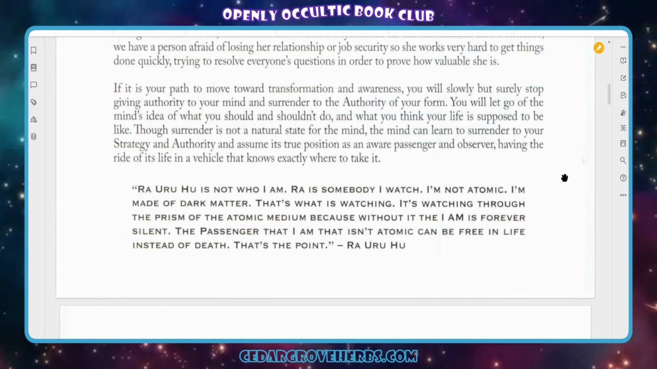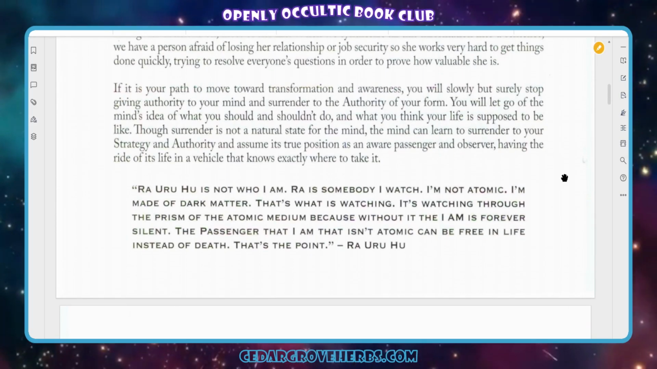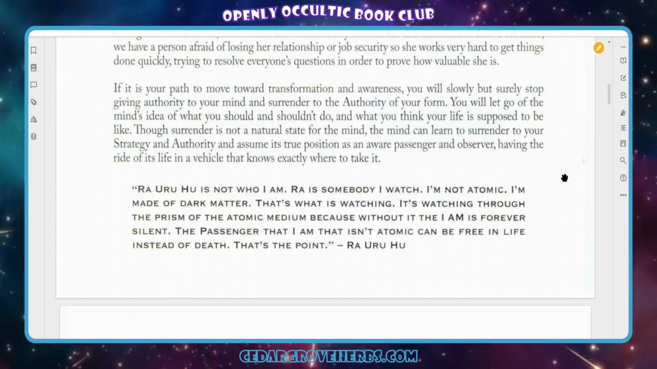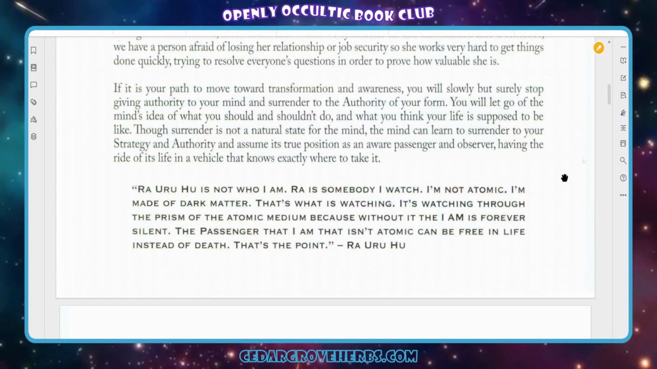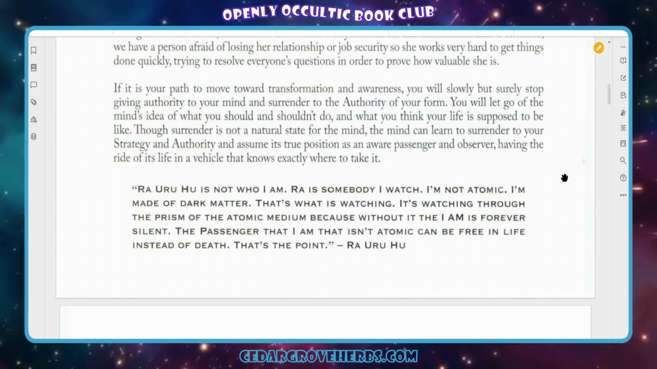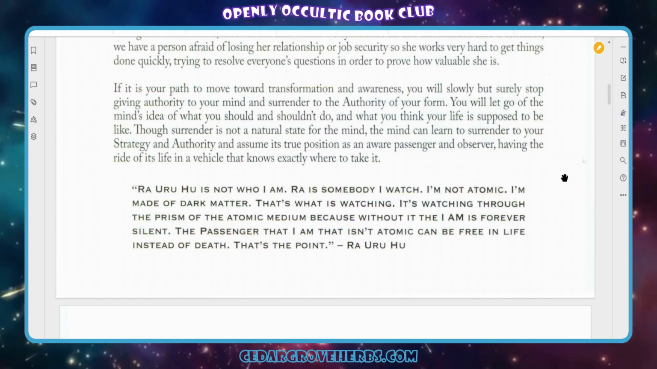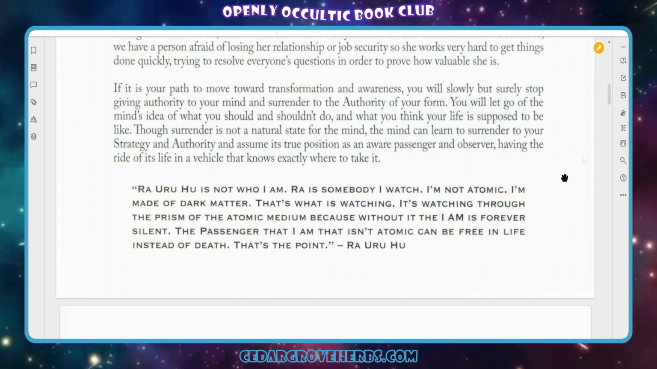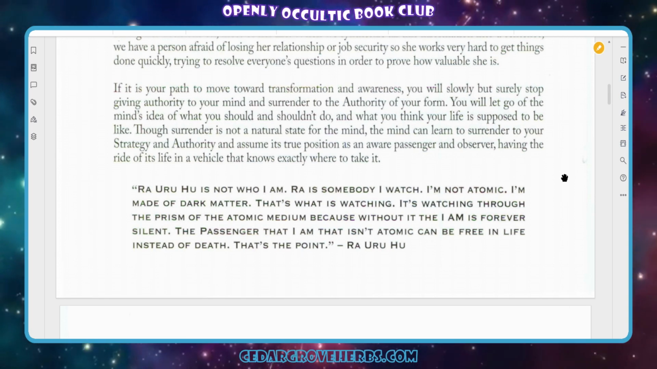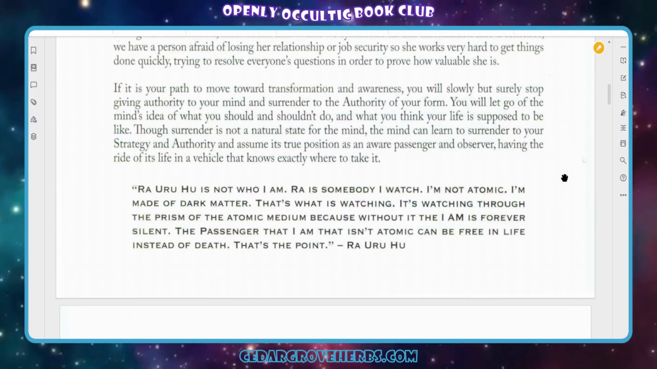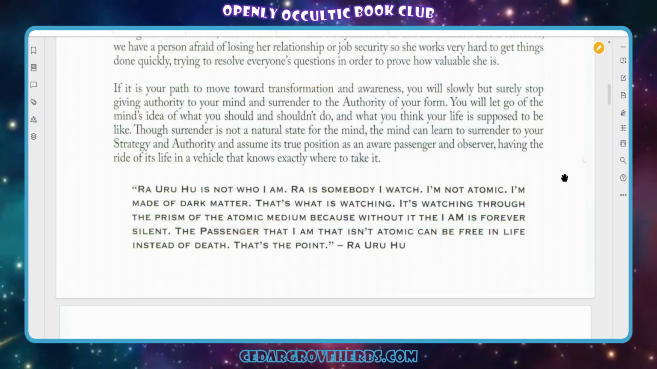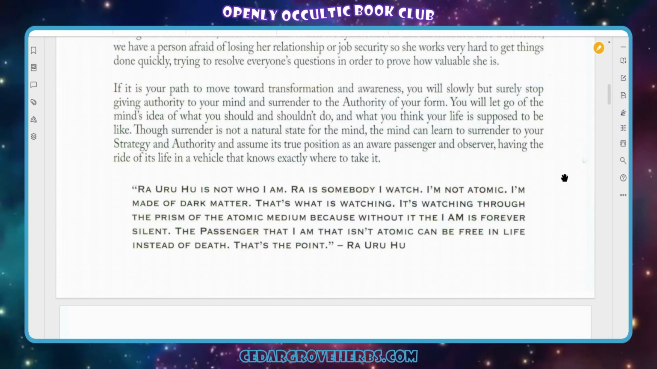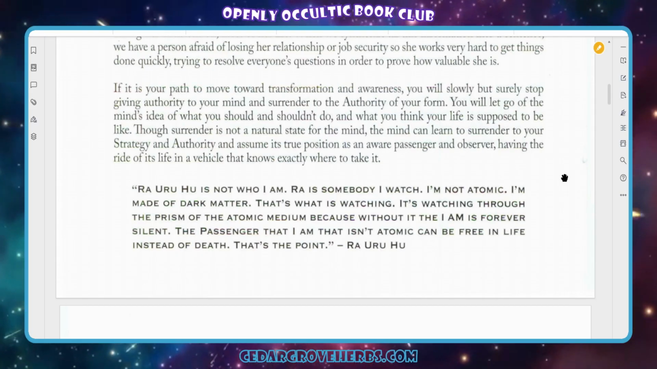Yes. Here's a quote from Ra Uru Hu. Ra Uru Hu is not who I am. Ra is somebody I watch. I'm not atomic. I'm made of dark matter. That's what is watching. It's watching through the prism of the atomic medium because without it, the I am is forever silent. The passenger that I am, that isn't atomic, can be free in life instead of death. That's the point.